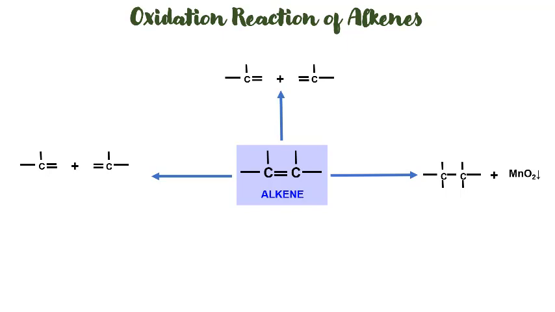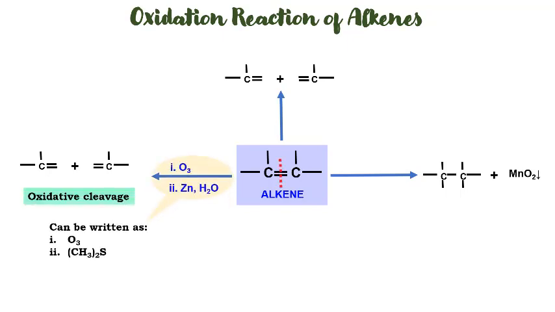When an alkene is treated with ozone, the double bond breaks and the carbons that were doubly bonded to each other are now doubly bonded to oxygen instead. The reaction is known as ozonolysis.